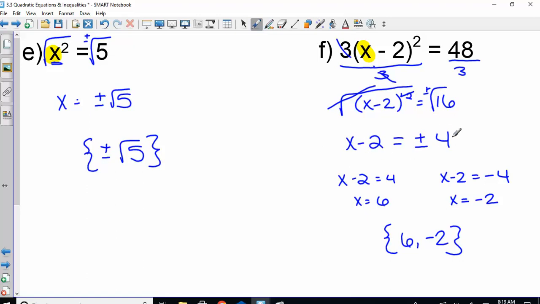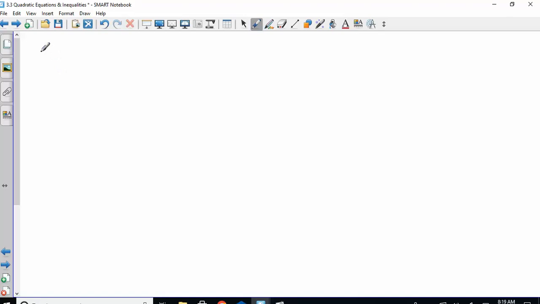If you just said x equals plus or minus and then added that, you would have plus and minus 6, which is wrong. So write your 2 separate ones before you try to solve that. Okay, I'm going to give you guys some problems to try.